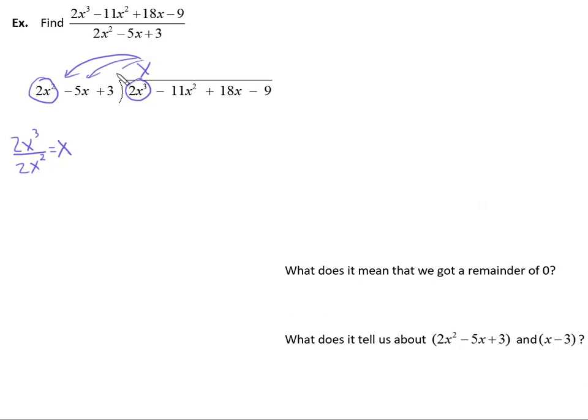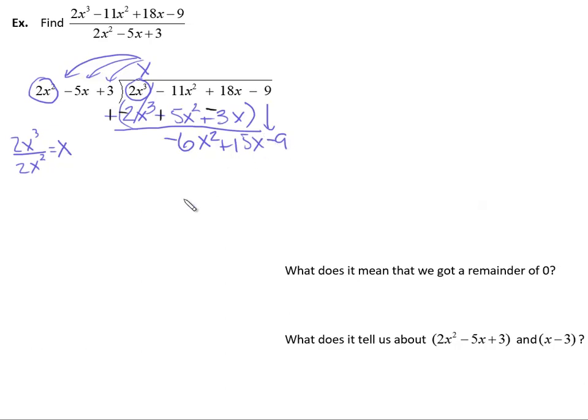So now we need to distribute our x to 3 different terms. But that's okay, we're just multiplying by x, they're all just going to get an extra x, right? So we're going to get 2x cubed minus 5x squared, again lining these up underneath their like terms, and x times 3 is positive 3x. But we need to subtract this whole line by adding the opposites. Okay, so these cancel out. Those cancel out. We get negative 6x squared plus 15x, and we're going to drop down our minus 9.